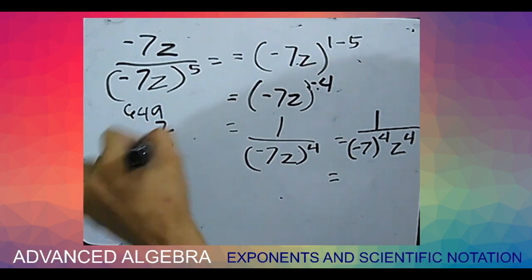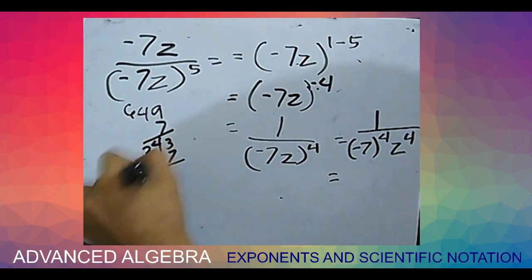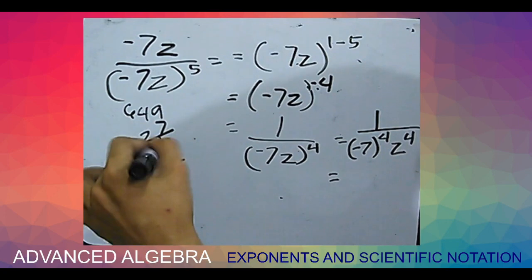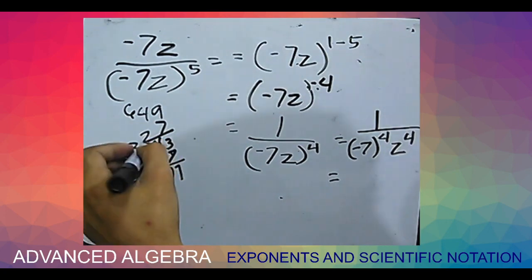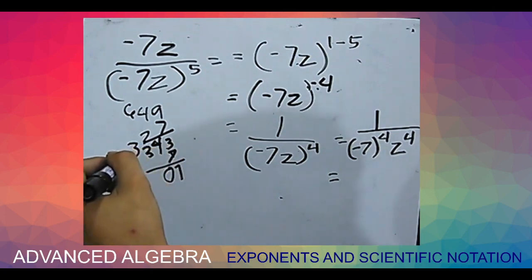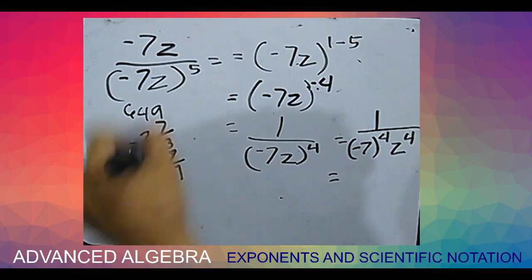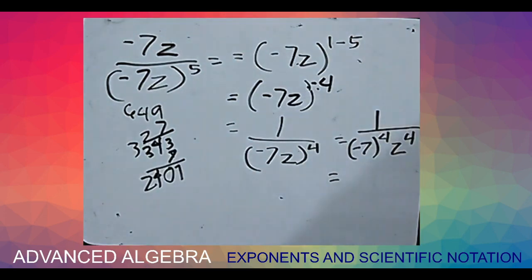343 times 7 is 2,401. Tama ba? 2401. So yan ang sagot pag sinimplify: 1 over 2,401 z to the 4th power. So yan na, yun yung ating rule of exponent.